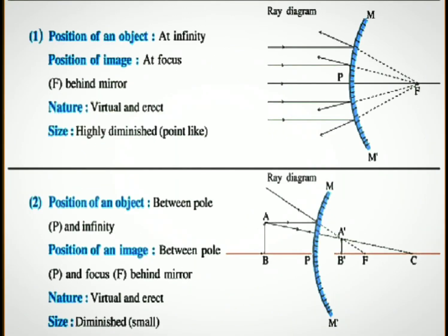Now based on this activity, we can construct a ray diagram in the case of a convex mirror. That is, if an object is placed at infinity, its image is formed at focus behind the mirror. The nature of the image will be virtual and erect, and the size will be highly diminished, that is point-like. If we place an object between pole and infinity, its image will be formed between P and F behind the mirror. The size of the image will be diminished and the nature will be virtual and erect.